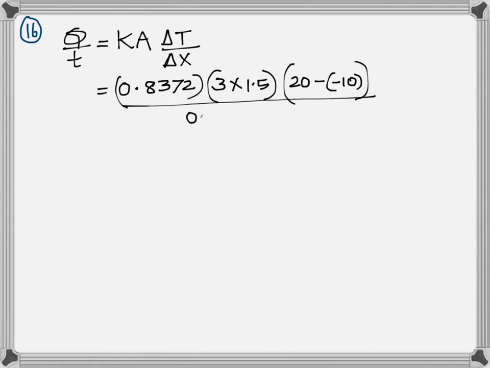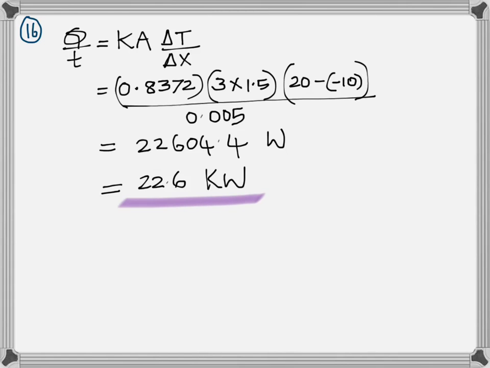Take note that the difference in temperature is 20, take away -10, and then divide by the thickness, which is 0.005 when you change it into meter. Get it as 22604.4 watts, which is 22.6 kilowatts.